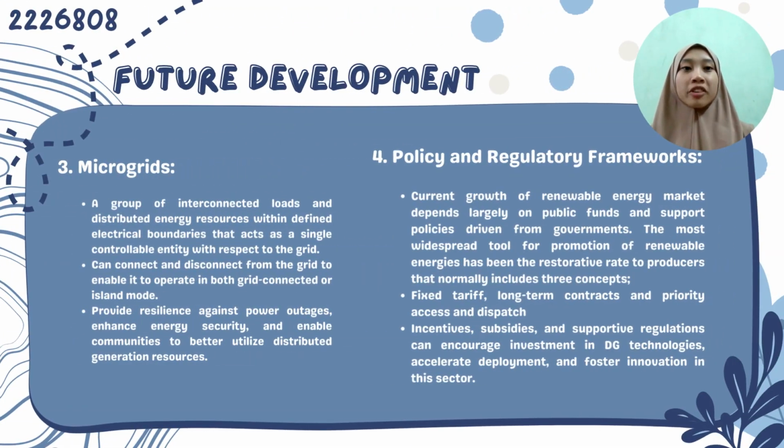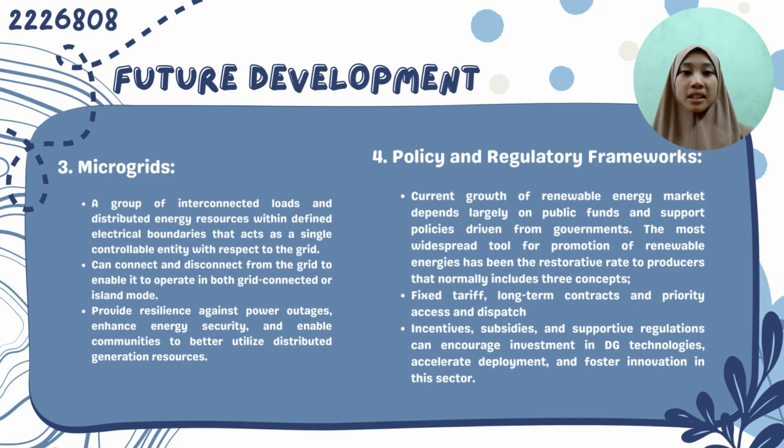A microgrid is a group of interconnected loads and distributed energy resources within clearly defined electrical boundaries that act as a single controllable entity with respect to the grid. Microgrids can connect and disconnect from the grid to enable them to operate in both grid-connected or island mode. This type of localized energy system that can operate independently or in conjunction with the main grid will become more prevalent in the near future because these systems provide resilience against power outages, enhance energy security, and enable communities to better utilize distributed generation resources.